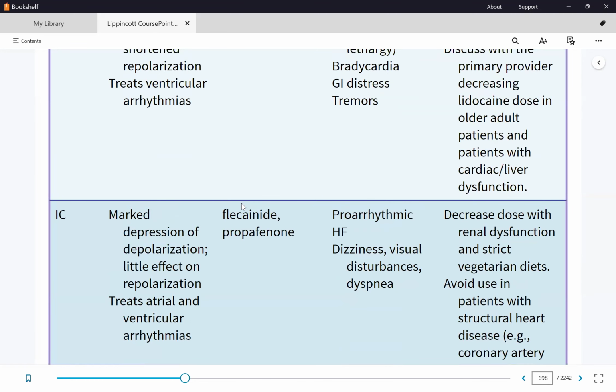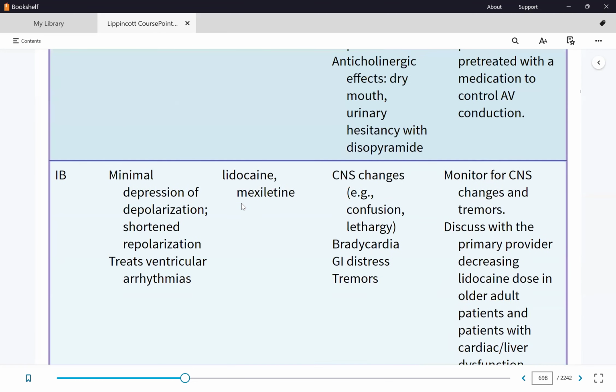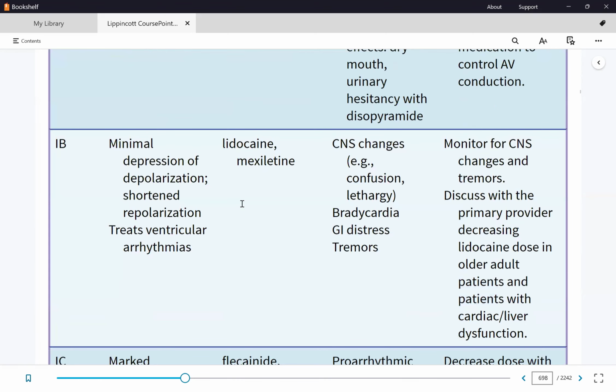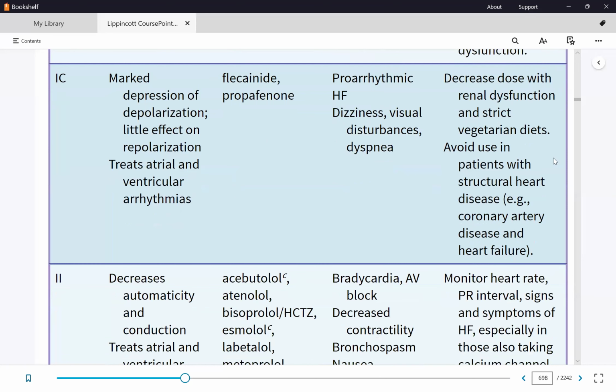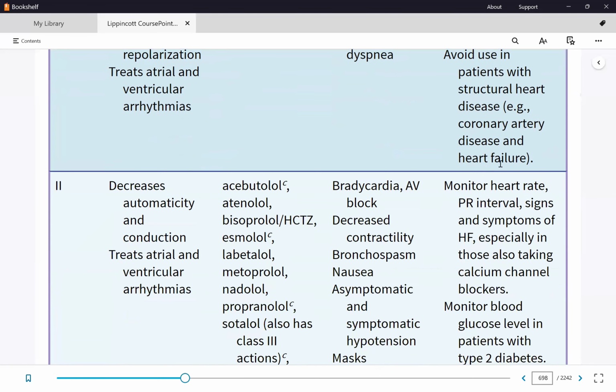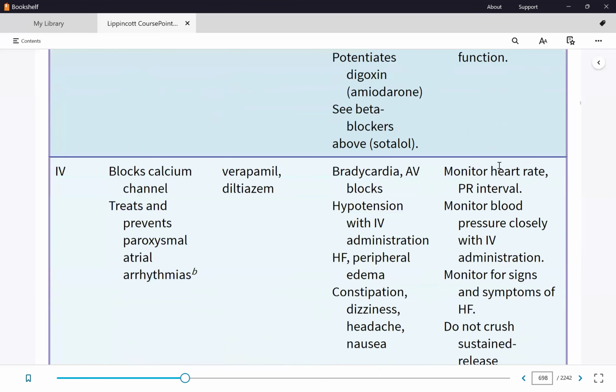flecainide, or propafenone. These are the choices to convert, because these guys convert the rhythm. They're effective in converting the rhythm. Although it doesn't work for everybody, the doctor will put them on these for a trial and then see if it works, especially if it's new onset AFib.